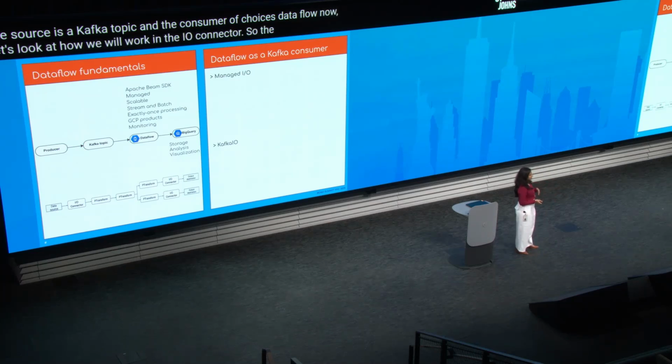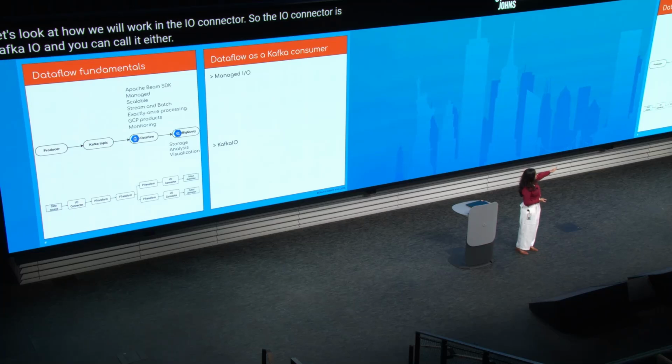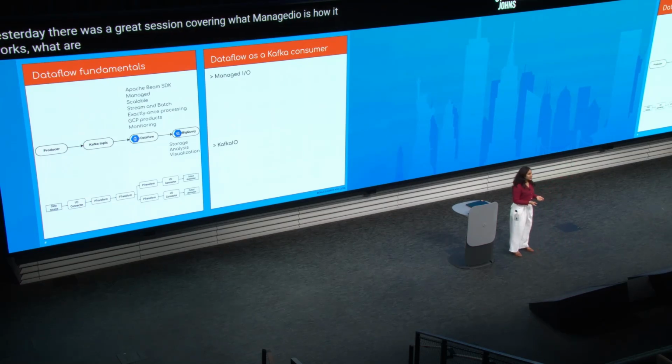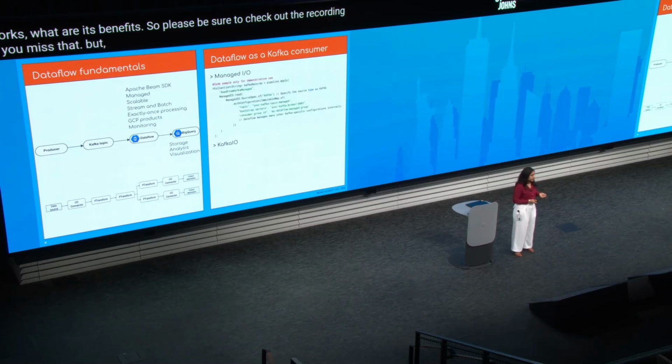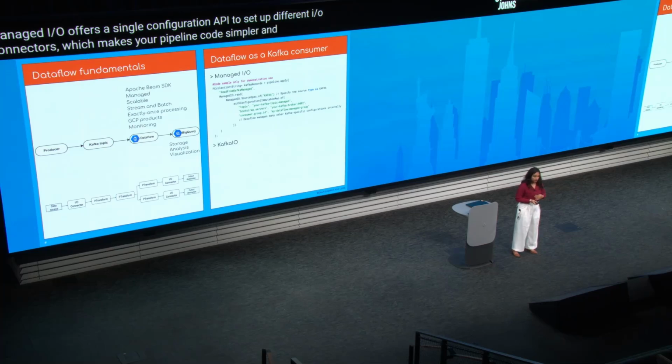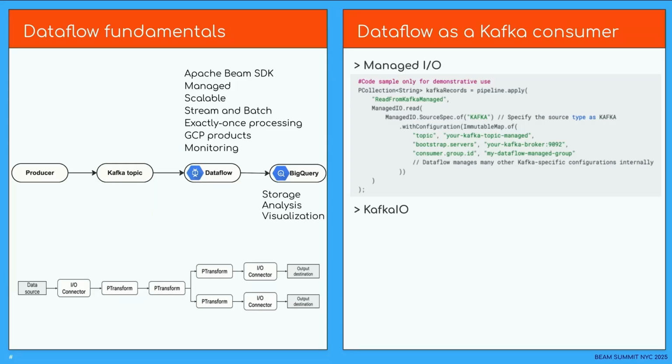So the I/O connector is Kafka I/O, and you can call it either using the managed I/O or directly. Yesterday, there was a great session covering what managed I/O is, how it works, and what its benefits are. So please be sure to check out the recording if you missed that. But to give you a brief introduction, managed I/O offers a single configuration API to set up different I/O connectors, which makes your pipeline code simpler and consistent to read. It allows Dataflow a way to automatically manage connector upgrades without needing to modify the code and without you needing to upgrade the SDK version that's being used.